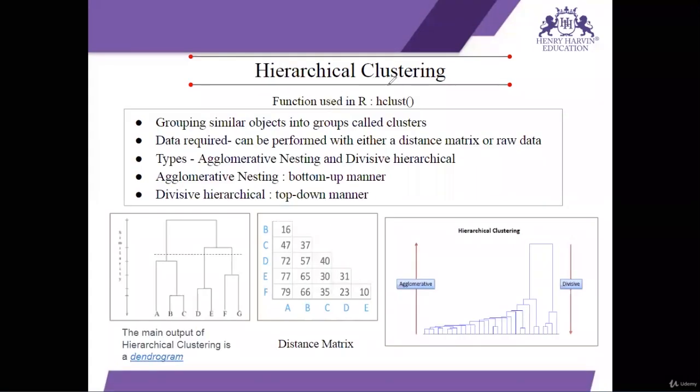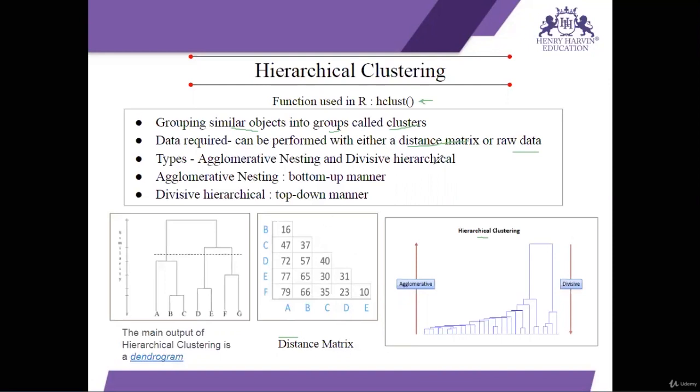Then there is hierarchical clustering. Let's understand hierarchical clustering. The function used in R is hclust, which is used to create the model for hierarchical clustering. It means grouping similar objects into groups called clusters. The data required can be either a distance matrix or raw data. So we can perform hierarchical clustering in two ways, wherein either we can create a distance matrix or the whole raw data can be used to create a cluster.